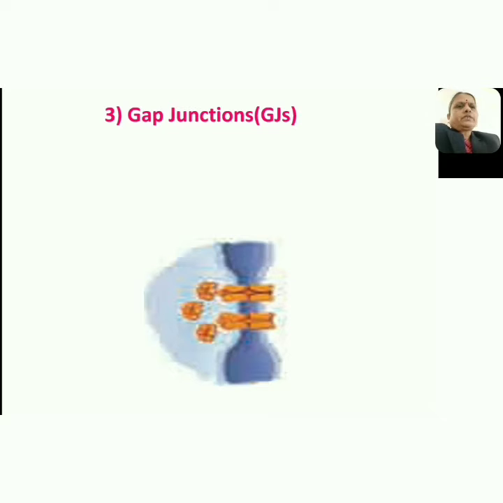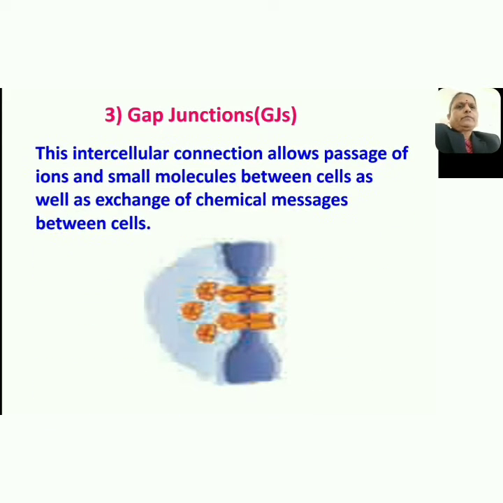Third one, gap junctions, GJs. See here, diagram. This intercellular connection allows passage of ions and small molecules between cells as well as exchange of chemical messengers between cells.